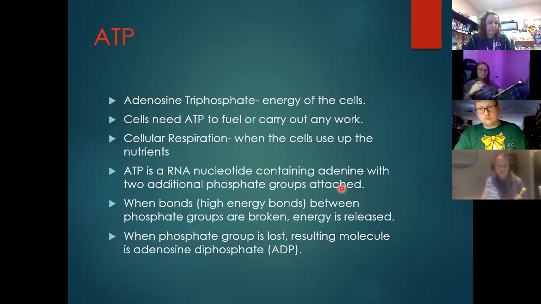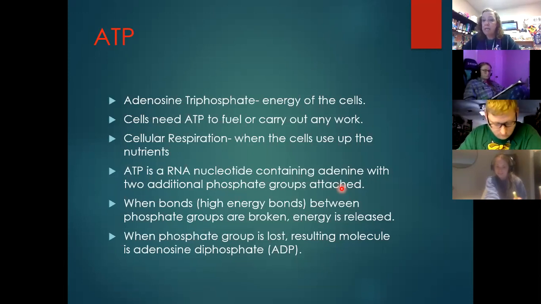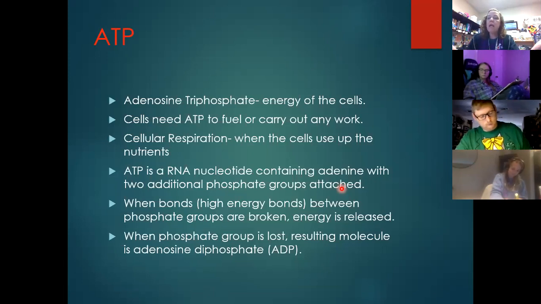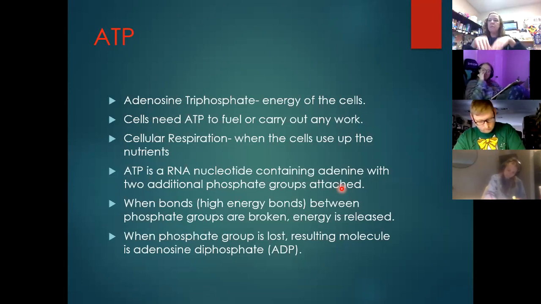So basically, every time ATP breaks a bond and becomes ADP, it releases energy. Then we reform that phosphorus bond, break it again, release more energy. So ATP converting to ADP, reforming into ATP, breaking down into ADP. It just happens over and over, and every time it breaks, it releases the energy.